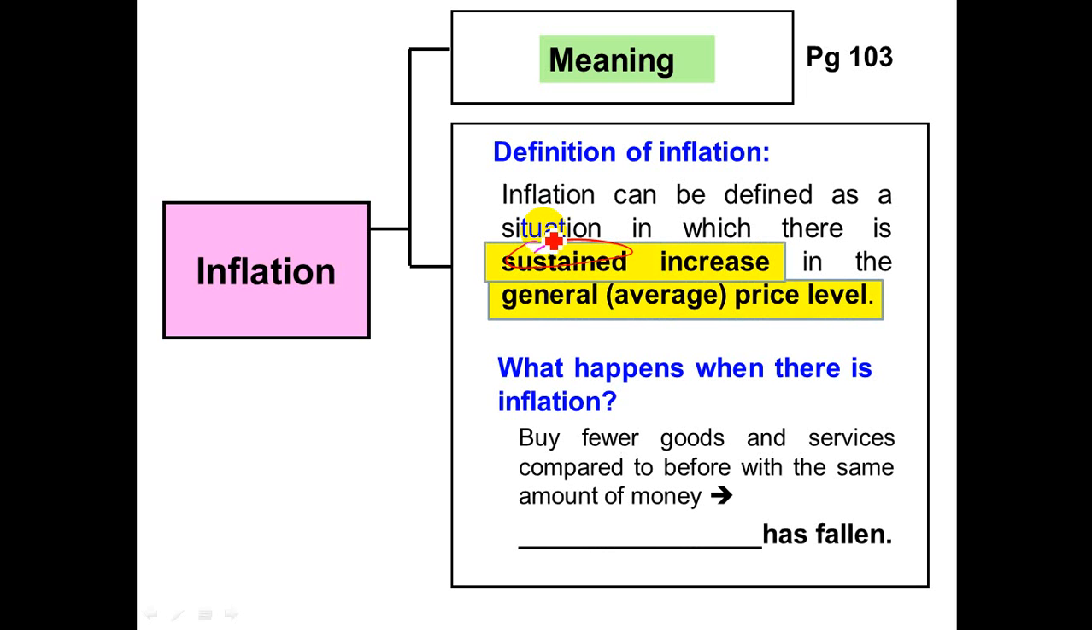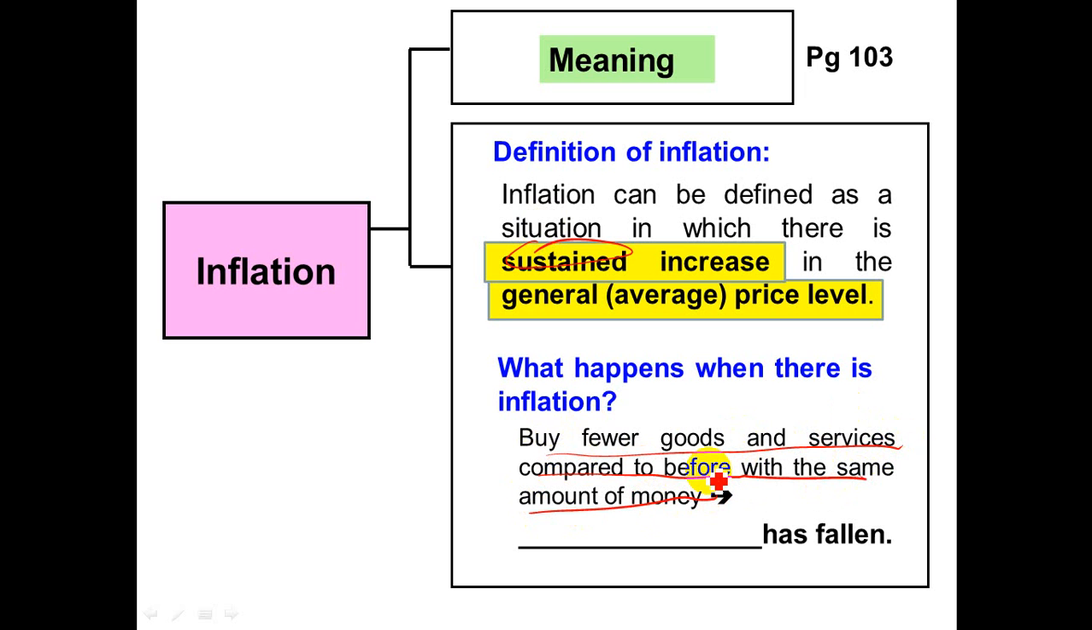What happens when there is inflation? Why is low inflation a macro goal of the government? Why is everyone, including your parents, so afraid of high inflation when the prices go up very fast? Because if there's high inflation where the prices go up by, let's say, 10% every year, it would mean that we are able to buy fewer goods and services compared to before with the same amount of money.